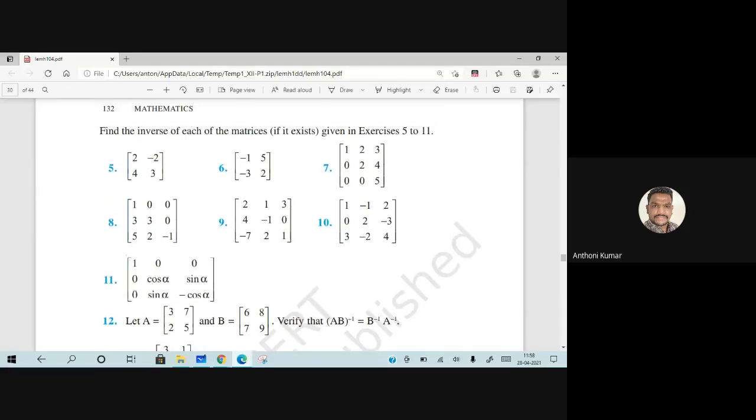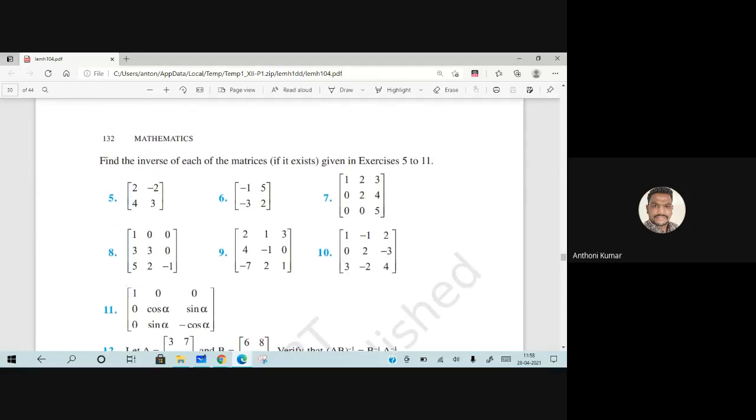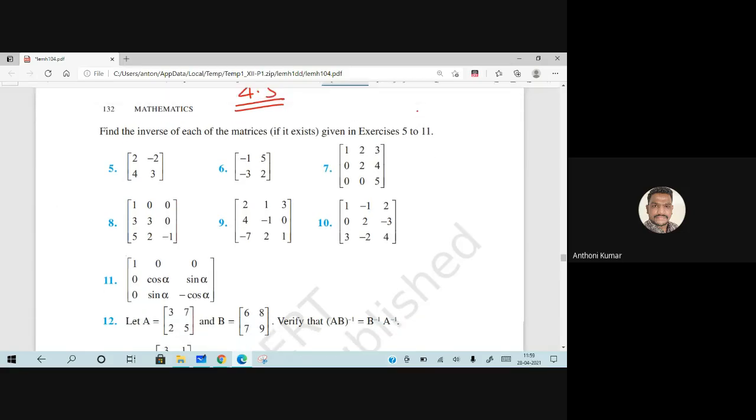We are in exercise number 4.5 and we have to proceed from the fifth question. The fifth question says: find the inverse of each of the matrices if it exists. You have to ensure whether the inverse exists or not for each of the matrices by checking the determinant value. So from problem number 5 to 11. Shall we start?